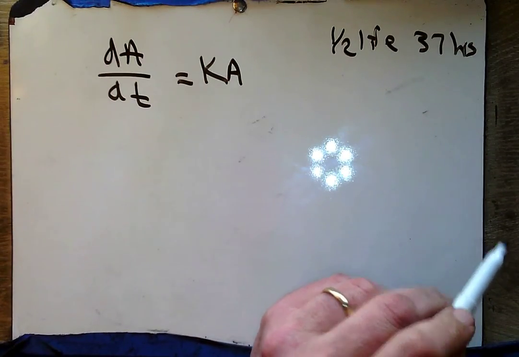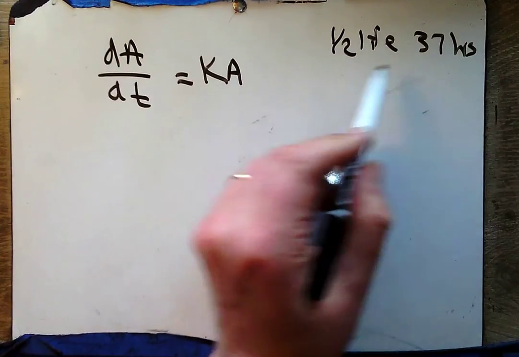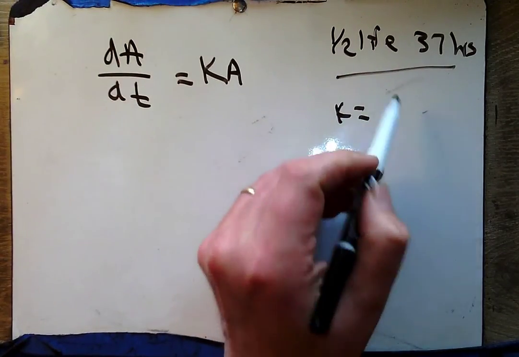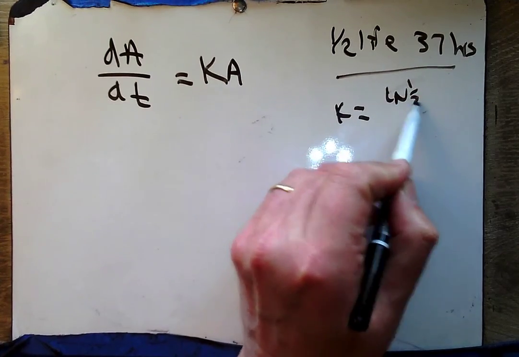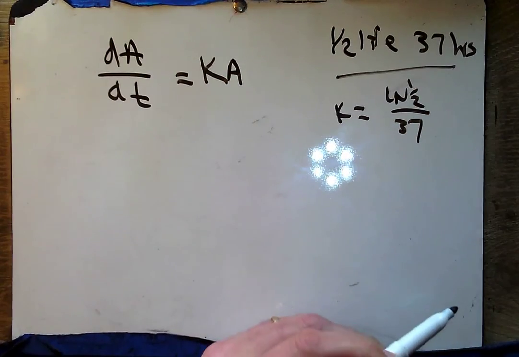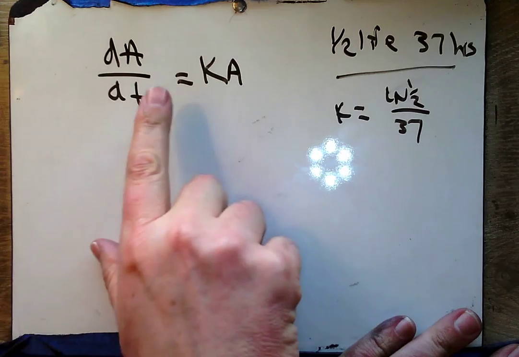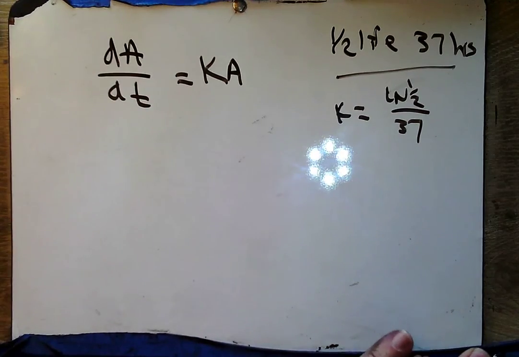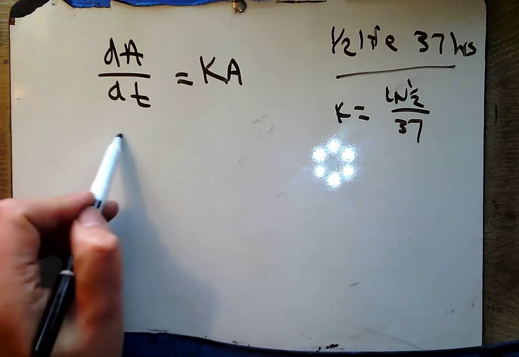We can, though, use this the same way that we would for radioactive decay to say that ln of a half over 37 is going to be our k. And you can choose to plug that in now, or you can plug it in later. Okay? So, separation of variables.